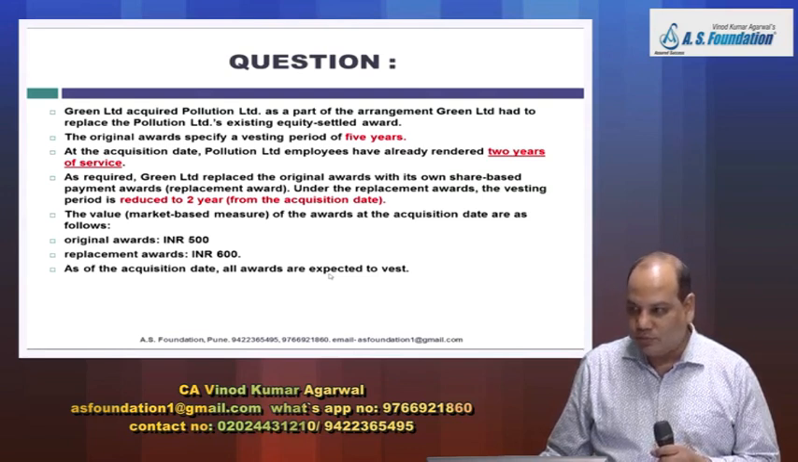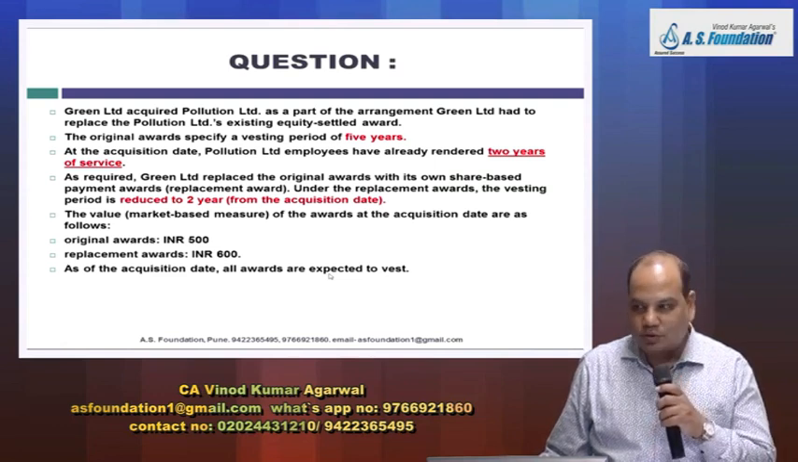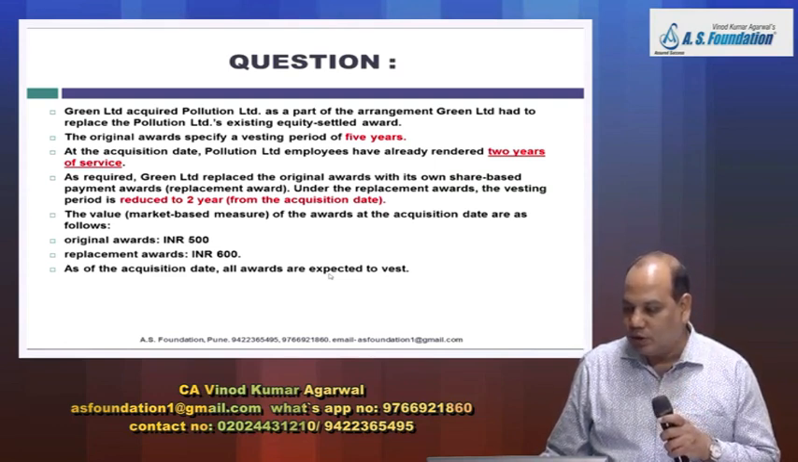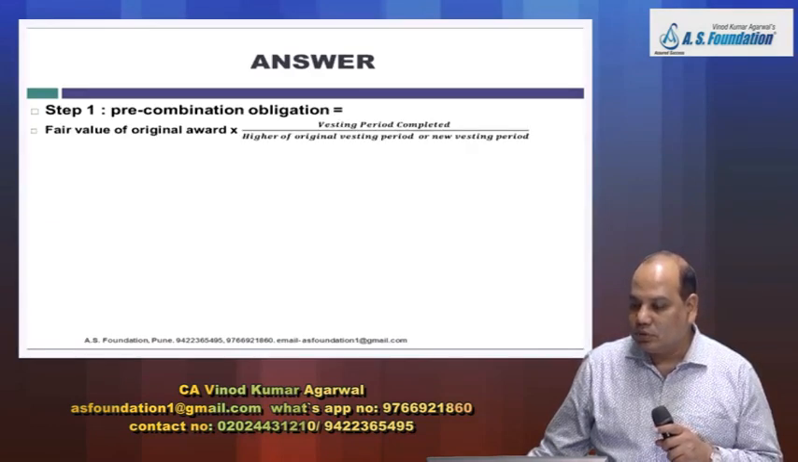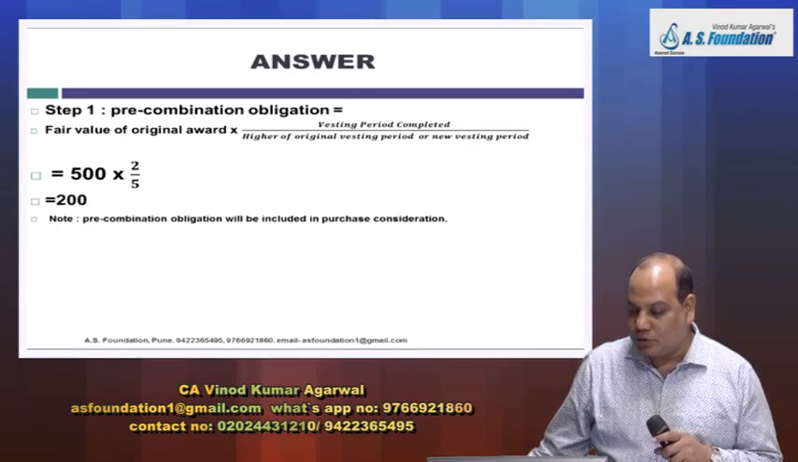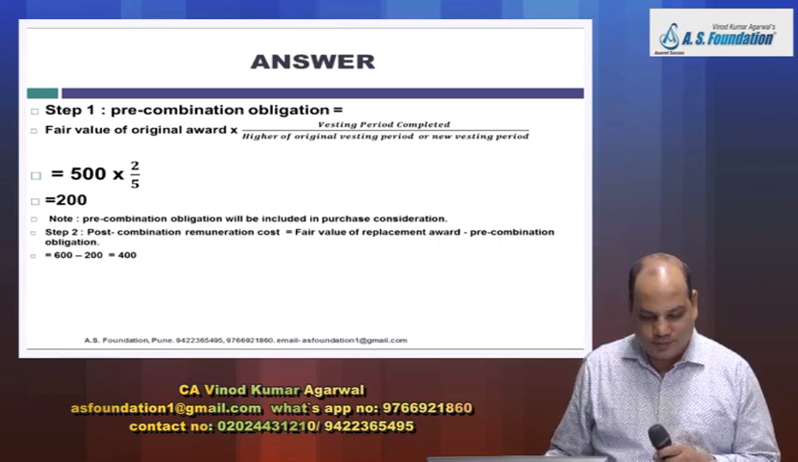Simple question. What will be the amount of pre-combination expense or liability, and what will be the amount of post-combination? 2 by 5 into 500 pre-combination equal to 200, and post-combination equal to 400. 600 minus 200. Right.